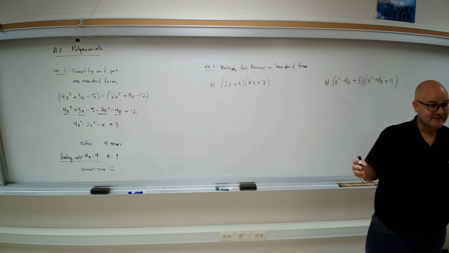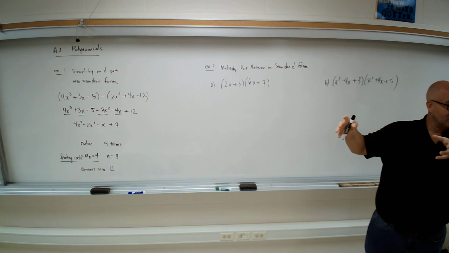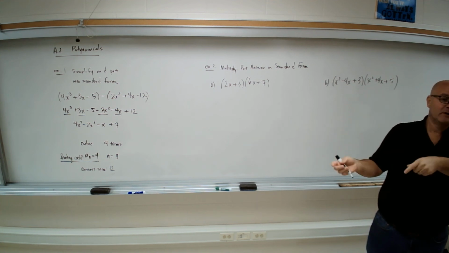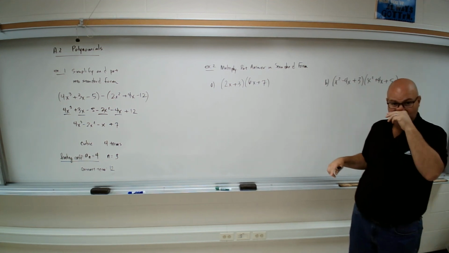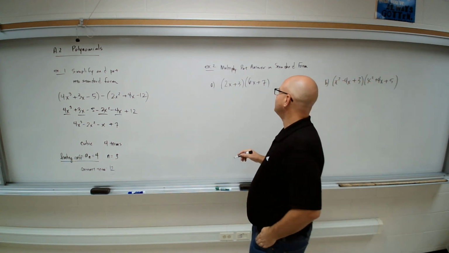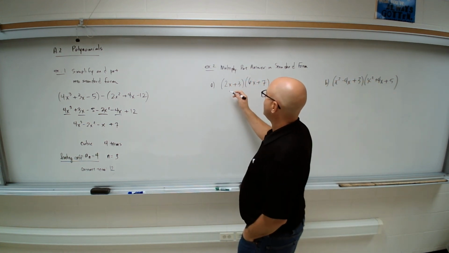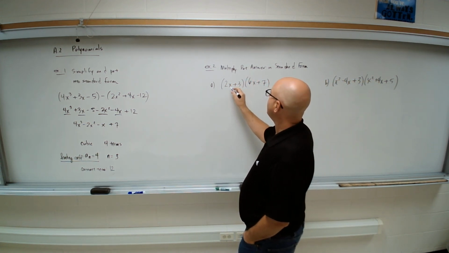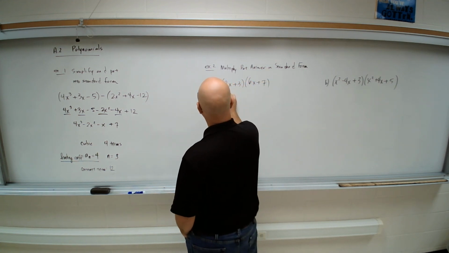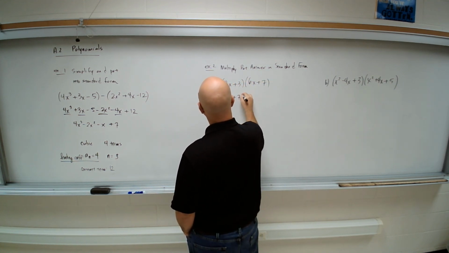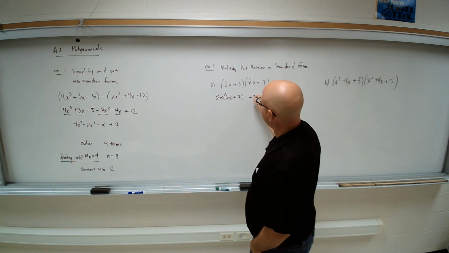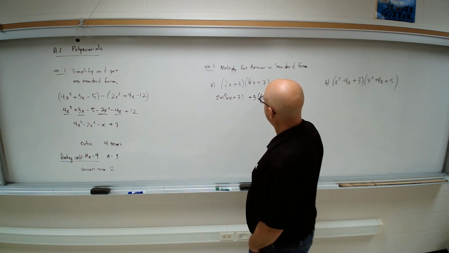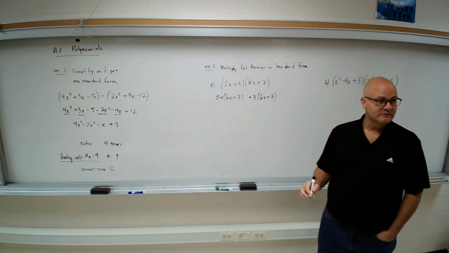Now, if you have 3 parentheses, which you'll see sometimes, you've got to get an answer for multiplying two of them together, get that in standard form, then just do the process to the next one. So with this, and I normally don't show this step, but I'm going to do 2x times 6x plus 7, and then plus 3 times 6x plus 7.